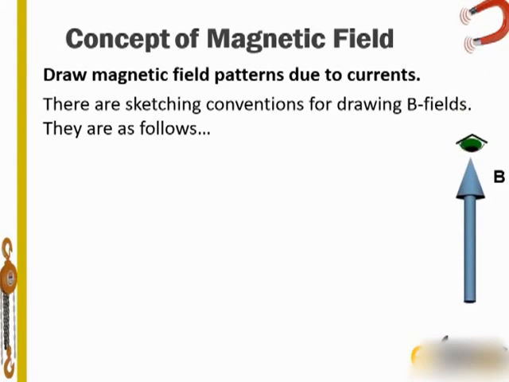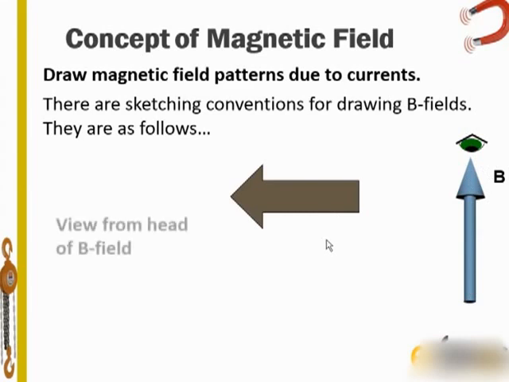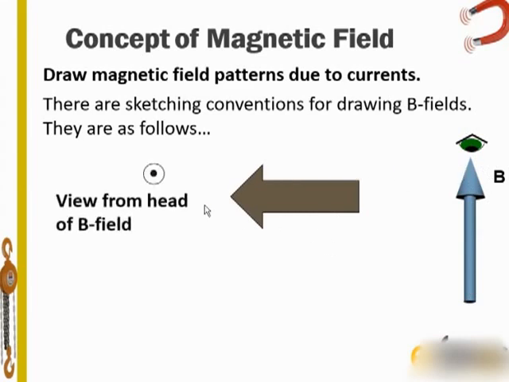Now, what this basically means here, let's say this is the magnetic field, and let's imagine that you're looking at the head of the magnetic field as it moves towards you. Then we represent that as a dot with a circle, or just a dot.